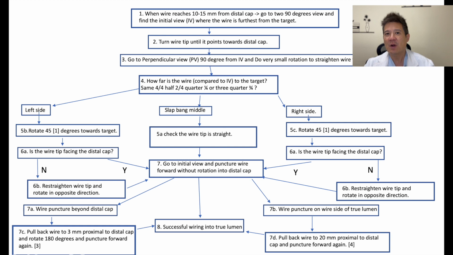Instead of trying to turn the wire in the other view towards the target, what we do is we turn the wire a very, very little bit, 2 degrees at a time, in one direction or the other, so that we straighten out the wire tip. So when you go to the other view, often the wire tip isn't entirely straight. It doesn't look at you straight like that. It's a little bit bent either this way or that way. So you just want to turn 1 or 2 degrees to try to straighten out the wire tip.